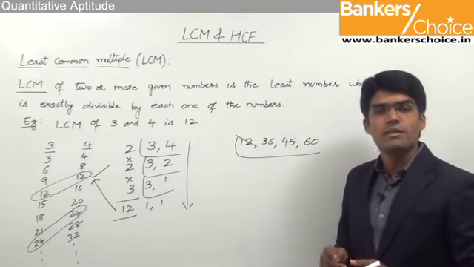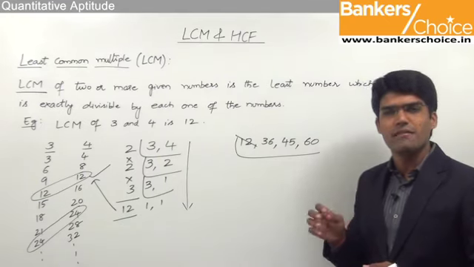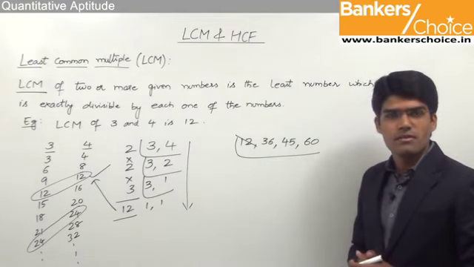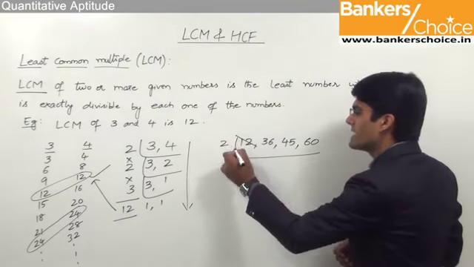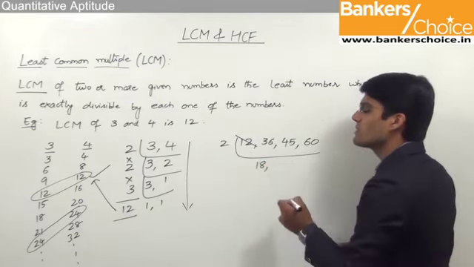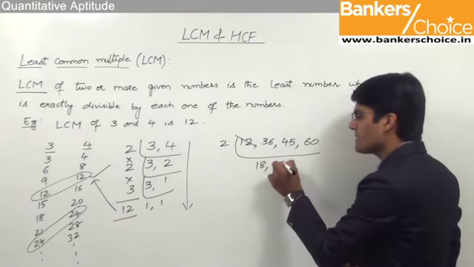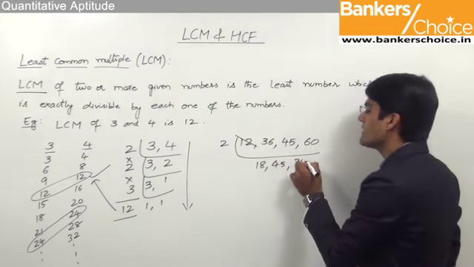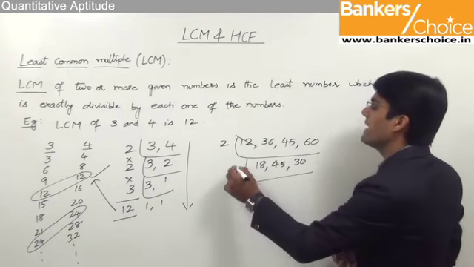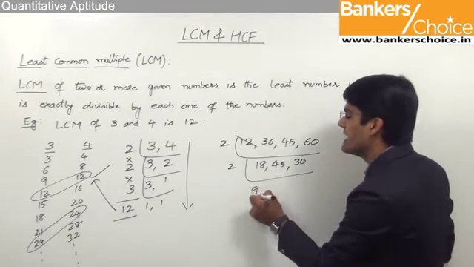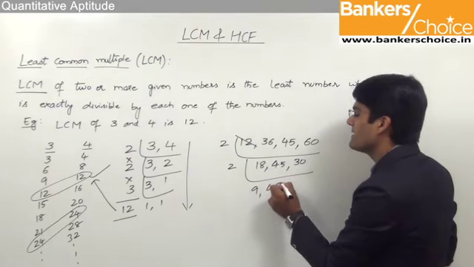So as discussed, we need to take up that number which can divide maximum of these numbers. For example, let us start with 2. Now if we take 2 on the left hand side, we have 36 quotient as 18, 45 is not divisible and 60 goes 30 times.